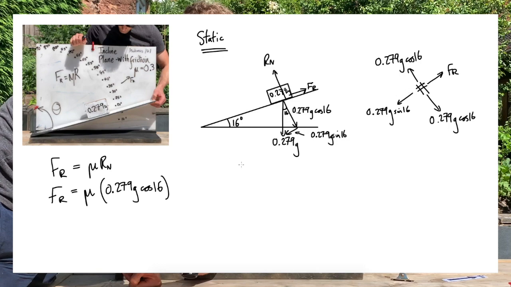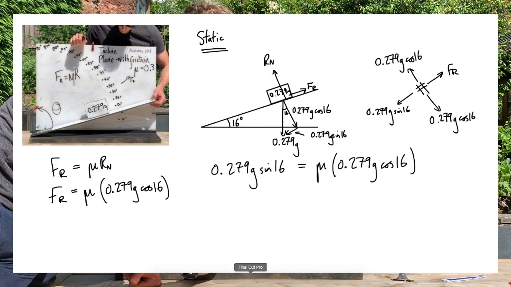If we now equate the motion down the plane, so the force down the plane and the force up the plane, we have 0.279 G sine 16, and that must equal the force up the plane. So that must equal our Fr. So that equals mu times 0.279 G cos 16. So actually, it's not too difficult to work out what mu is.